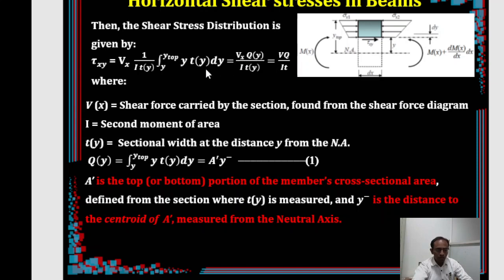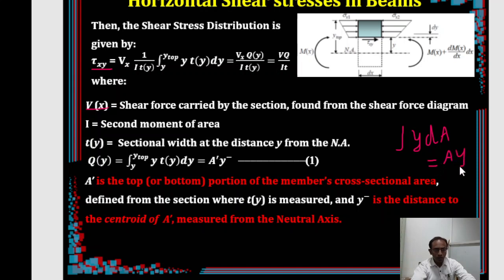So this particular term is called Q(y), and it can be further written as VQ by I t. This is the final equation. The horizontal shear stress at a distance y from the neutral axis is equal to the shear force at that section multiplied by the first moment of area. The integral of y dA is the first moment of area, or you can write this same thing as A y bar.